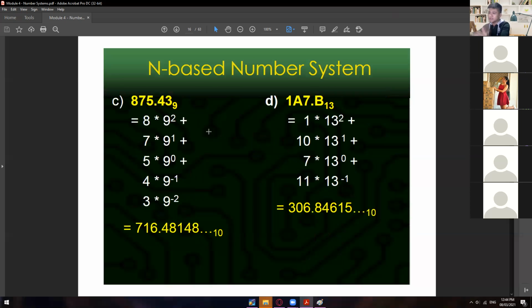So we have here another example. Everything's still the same, just your multiplier, okay? So 8, 7, 5, 43, and then times 9 everything. And then right here is -1, -2, 0, 1, 2, and that's how you got those exponents, okay? And then just do the math, and then you will get 716.48148 base 10, right?